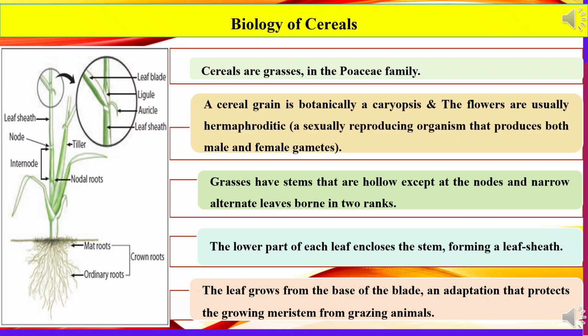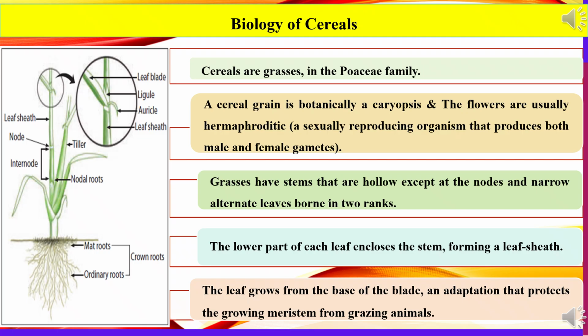Now we understand the biology of cereals. Cereals are grasses in the Poaceae family that produce edible grains. A cereal grain is botanically a caryopsis, a fruit, where the seed coat is fused with the pericarp. Grasses have stems that are hollow except at the nodes, and narrow alternate leaves borne in two ranks. The lower part of each leaf encloses the stem, forming a leaf sheath. The leaf grows from the base of the blade, an adaptation that protects the growing meristem from grazing animals.